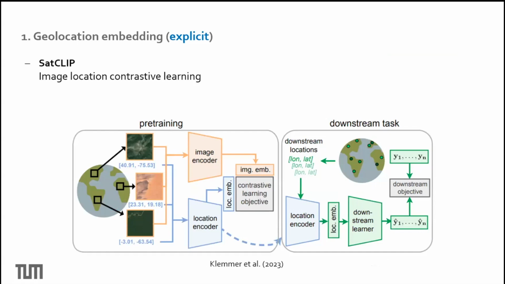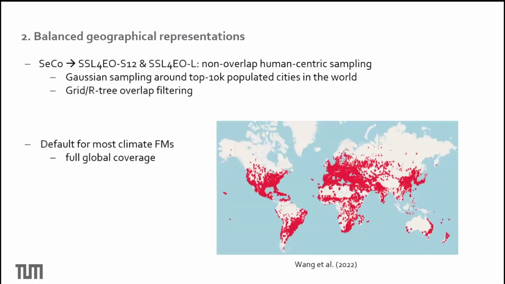And I guess in the morning, you must have heard from Konstantin about SatCLIP, and you have probably already been informed by his idea of image-location contrastive learning. This is an example of geolocation embedding. Here is a more explicit embedding of the locations.